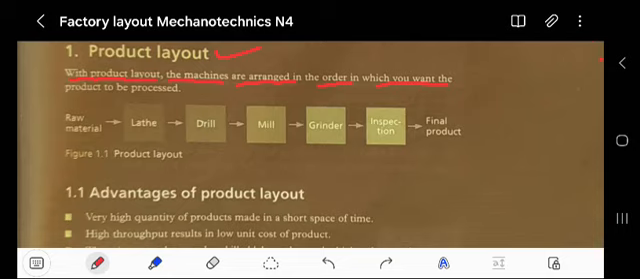Obviously, step 1 here, we have a raw material. This is still raw. There's nothing. You go to the lathe. Then you go to drill. You drill them. You can go again to mill, grinder, inspection, final product inspection.